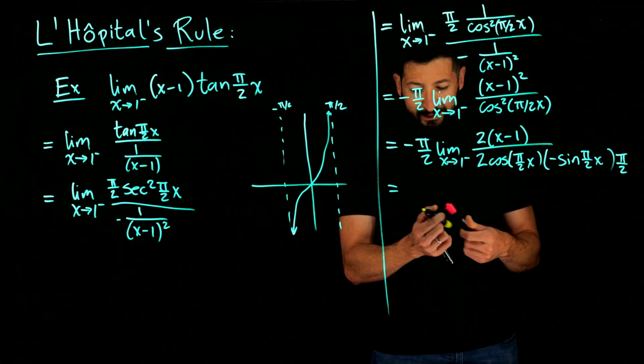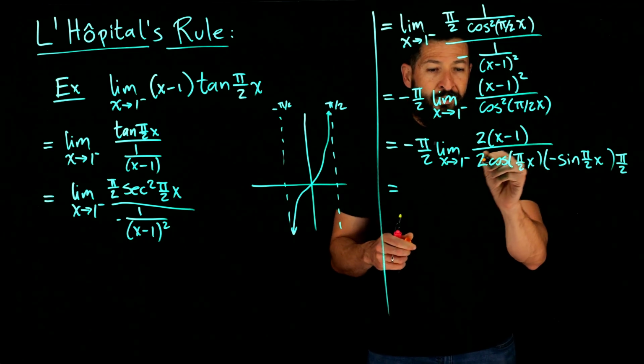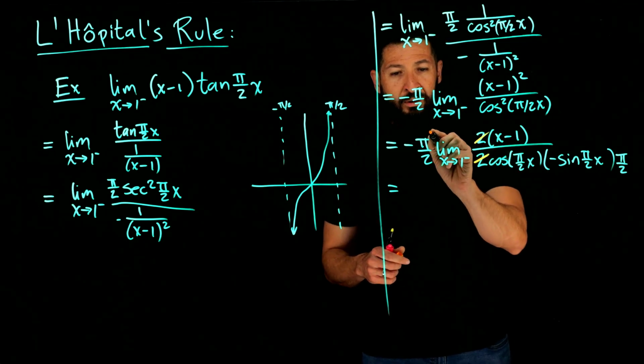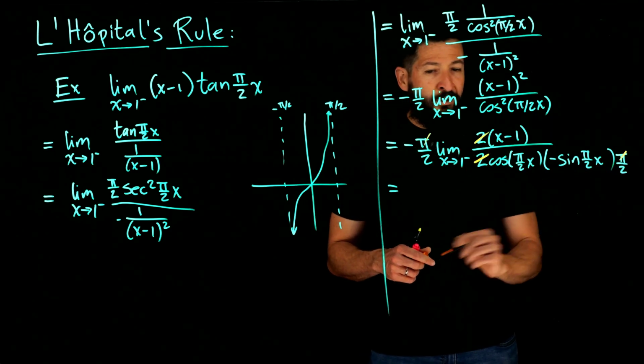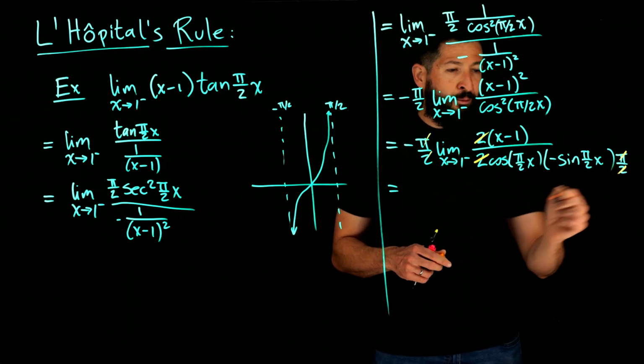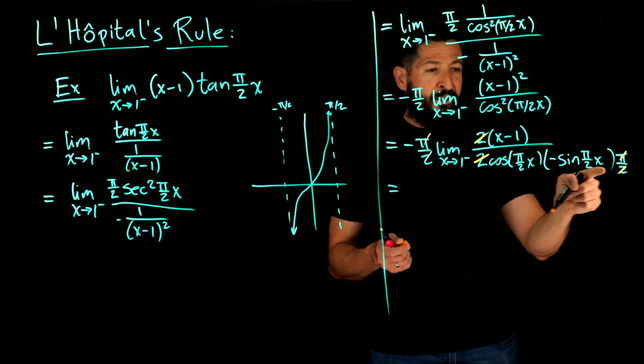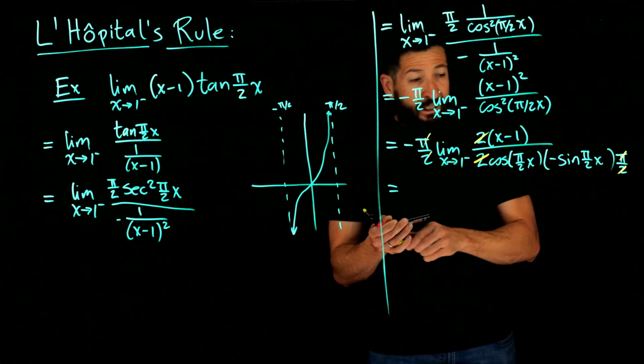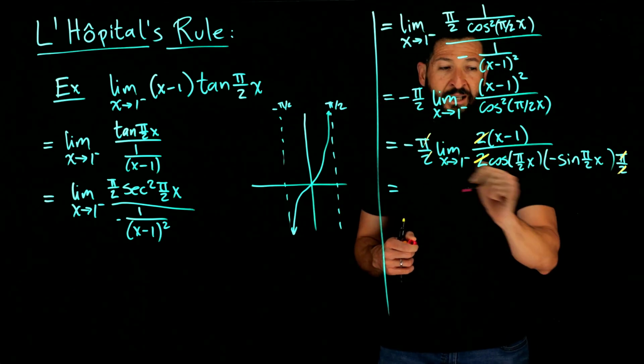Now notice that the 2 here will cancel with the 2. The pi is going to cancel with the pi. The 2 is going to cancel with the 2. This one is multiplying, this one is dividing. And the negative will cancel with the negative.